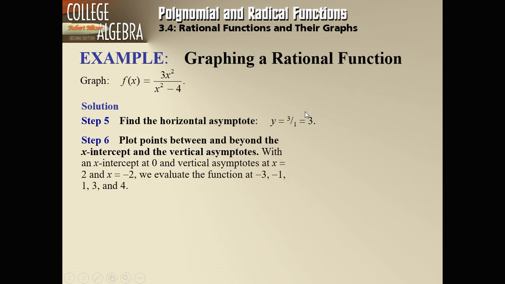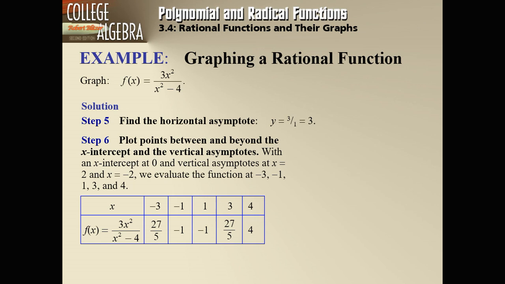Okay. Next. So, plot points between and beyond the x-intercept and the vertical asymptotes with an x-intercept at 0 and vertical asymptotes at x equal to 2 and negative 2. So, we evaluate the function at negative 3, negative 1, 1, 3, and 4. Ayan. Yung ginawa lang natin dito ay substitute natin sa negative 3 sa mga x dito. So, ang makukuha natin dyan ay 27 over 5, negative 1, negative 1, 27 over 5, and 4.